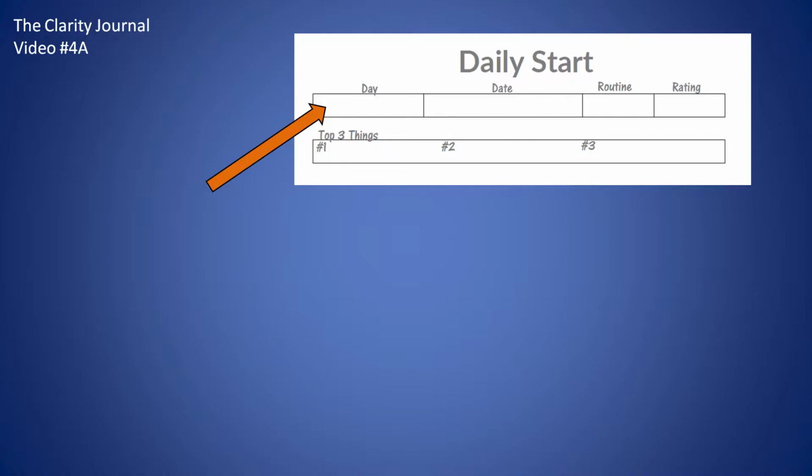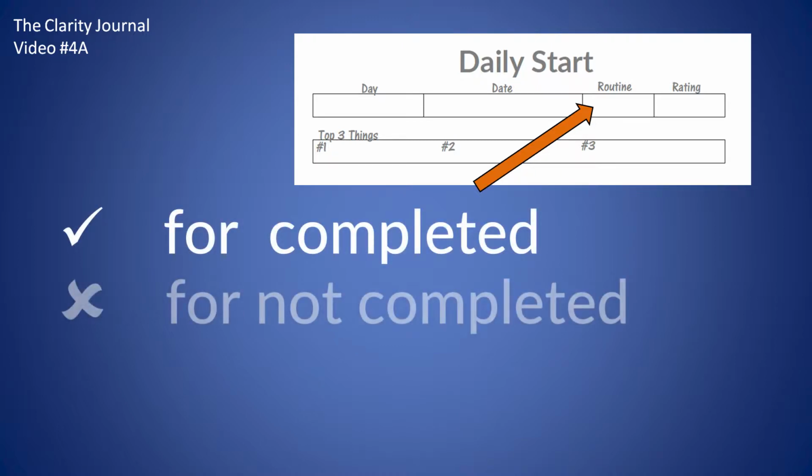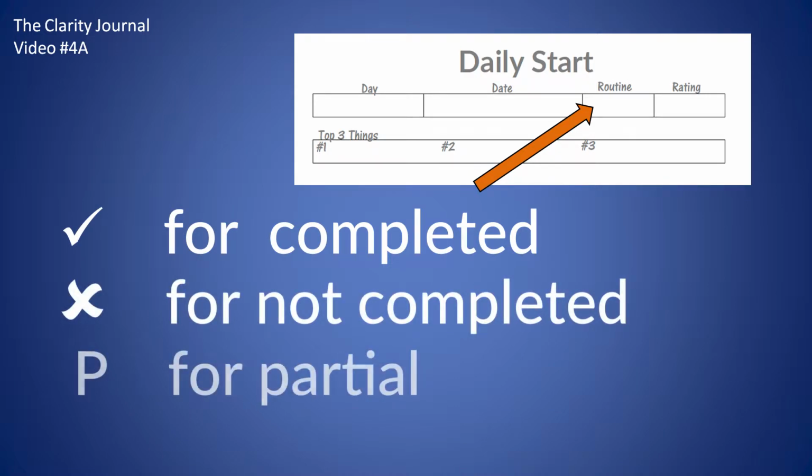Now let's go through the header in some detail. The day and date don't really need any explanation. Next we see a title, routine. This block is where you'll track progress on your habit routine. It can be completed by entering a check mark for success, or an X if you skip the routine, or a P for partial, and you can make a note about what parts were omitted. We'll cover habits in much greater detail in a future video.